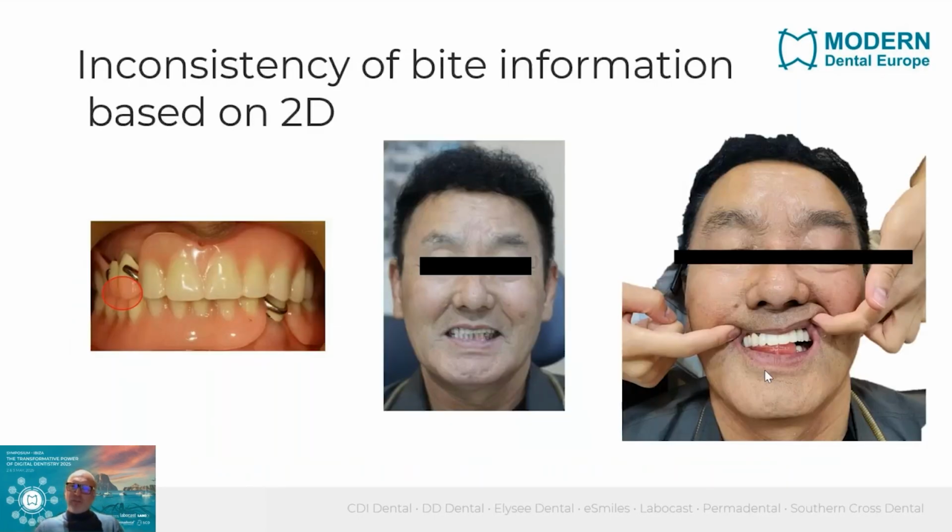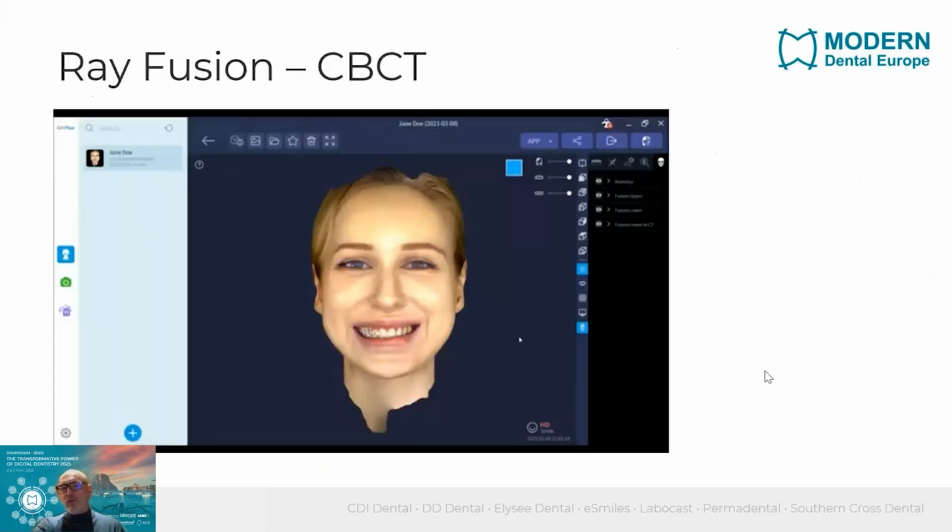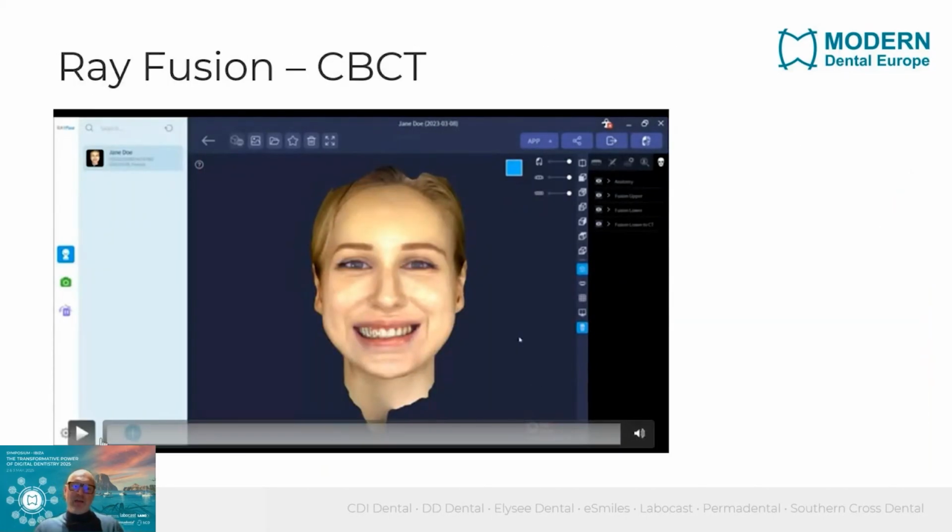Why is this important? Inconsistency of this orientation, inconsistency of the bite information in general, based on just 2D images, can really create a lot of problems, and we all know them: a shift of the horizontal line because there was inconsistency in bite information. So this can all be avoided if you go 3D using face scanners and aligning your intraoral scanners.